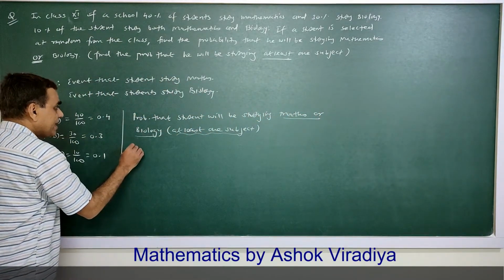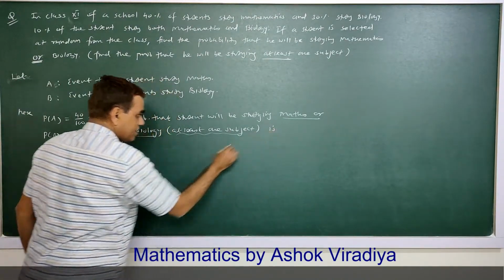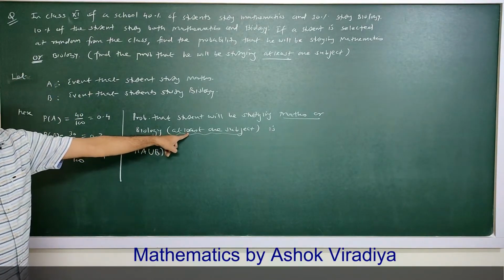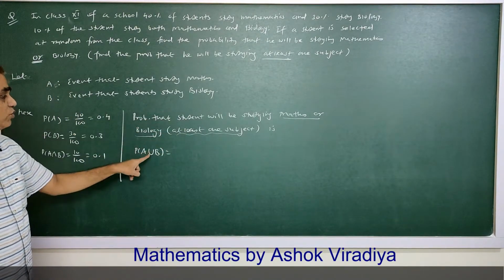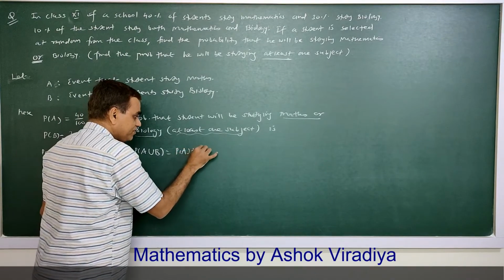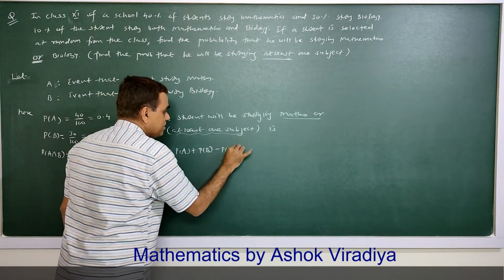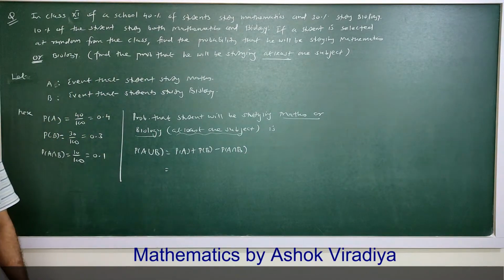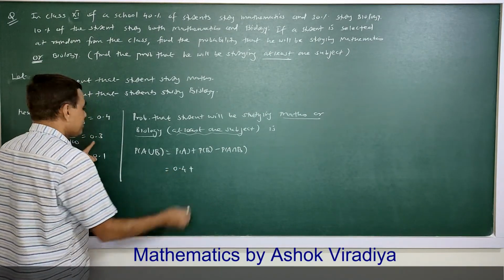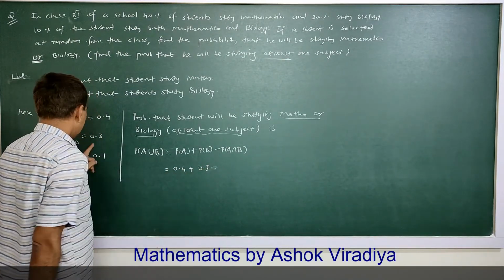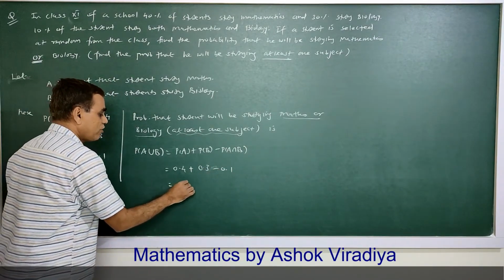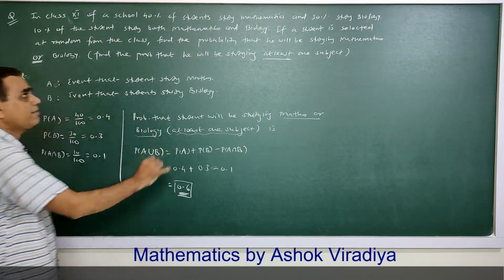So the probability of this event is the probability of A union B. In this case, where the words at least or or are given, we use union. And by the result, it is P of A plus P of B minus P of A intersection B. Now the probability of A is 0.4, the probability of B is 0.3, and this is 0.1. So it is 0.6. So this is the required probability.